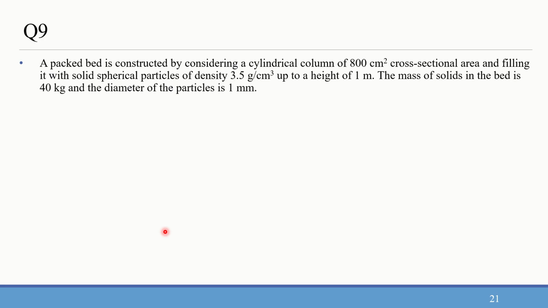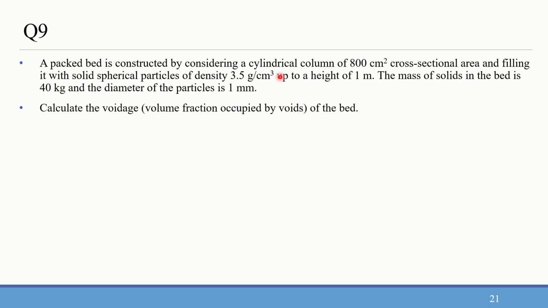Now we will go to question 9. A packed bed is constructed by considering a cylindrical column of 800 centimeter square cross-sectional area and filling it with solid spherical particles of density 3.5 gram per centimeter cube up to a bed height of 1 meter. The mass of solids in the bed is 40 kg and the diameter of the particles is 1 mm. Calculate the voidage of the bed.